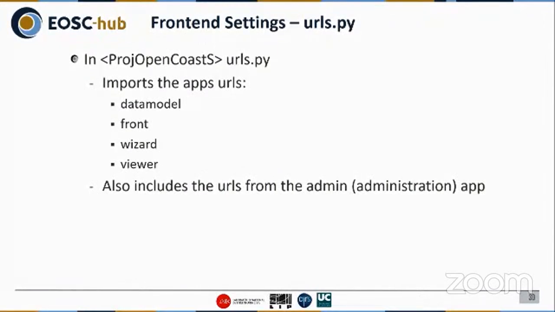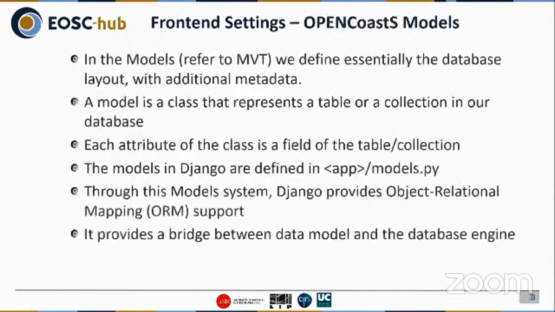Regarding urls.py file, we import the urls.py from the OpenCoast apps, which are the data model app, front app, wizard app, and viewer app. Also, it includes the URLs from the admin app. This is going to be discussed next.